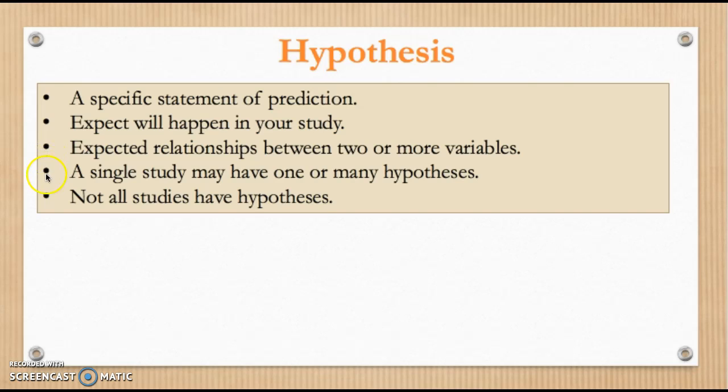A single study may have one or more hypotheses. Not all studies have hypotheses. Some examples are qualitative research and quantitative studies of an exploratory nature, where information is lacking to support informed hypotheses.